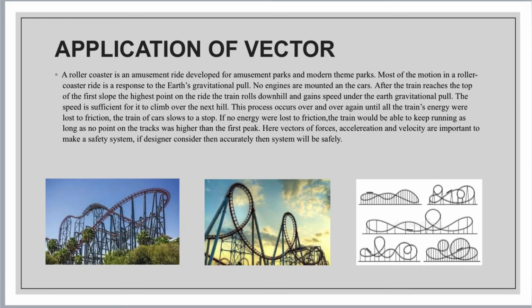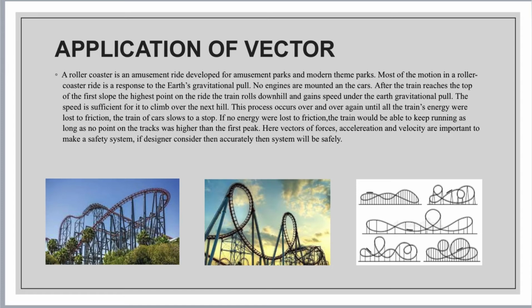Application of vector. A roller coaster is an amusement ride developed for amusement parks and modern theme parks. Most of the motion in a roller coaster ride is a response to Earth's gravitational pull. The speed is sufficient for it to climb over the next hill. This process occurs over and over again until all the train's energy is lost to friction. The train of cars slows to a stop.